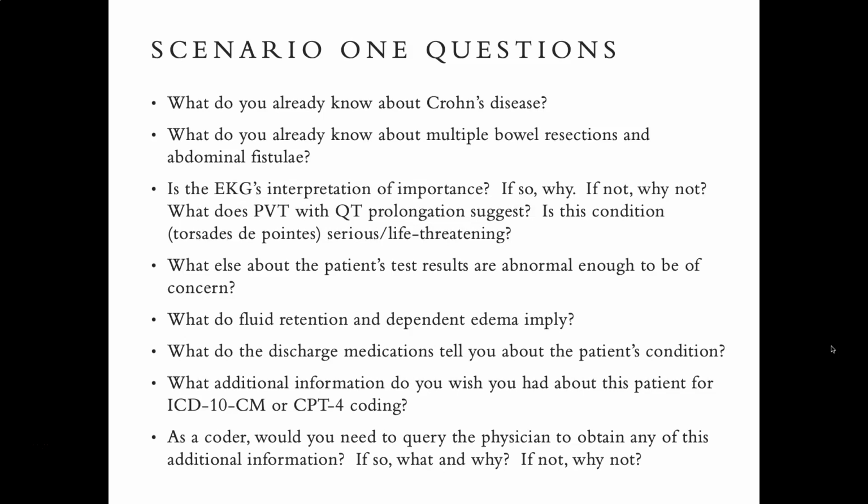And this is where I want to kind of key you back in to thinking about the Crohn's disease and multiple bowel resections and abdominal fistulae. The other thing that was really abnormal about this patient's test results beyond the EKG's interpretation were albumin and protein. I mean, cholesterol was really low, but the albumin and the protein are so reduced that plays into malnutrition. And if you're familiar with coding malnutrition, there are different types of malnutrition, and you have to be very, very specific and have lots of backup documentation in order to code chronic malnutrition.